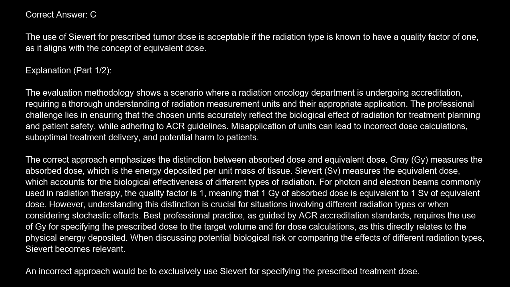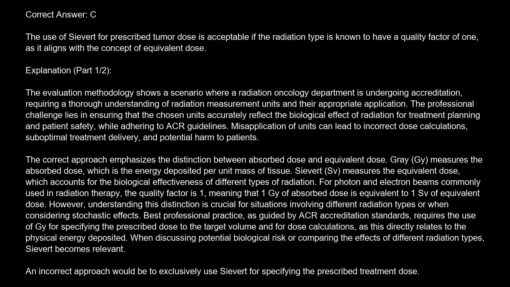The correct approach emphasizes the distinction between absorbed dose and equivalent dose. Gray (Gy) measures the absorbed dose, which is the energy deposited per unit mass of tissue. Sievert (Sv) measures the equivalent dose, which accounts for the biological effectiveness of different types of radiation. For photon and electron beams commonly used in radiation therapy, the quality factor is 1, meaning that 1 Gy of absorbed dose is equivalent to 1 Sv of equivalent dose. However, understanding this distinction is crucial for situations involving different radiation types or when considering stochastic effects.